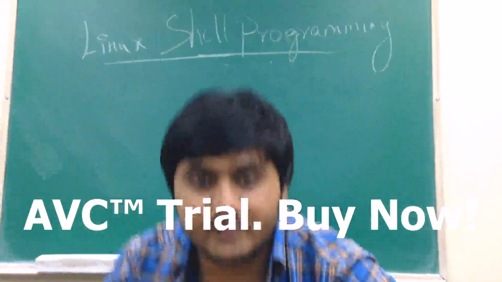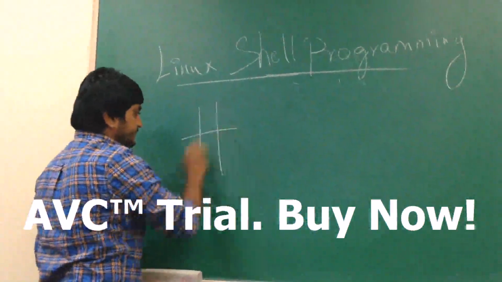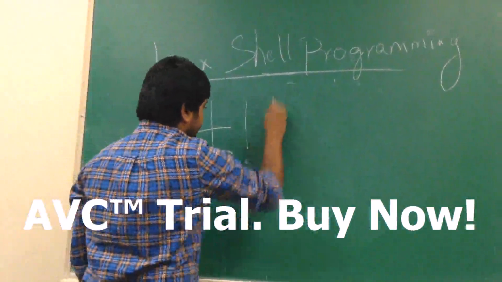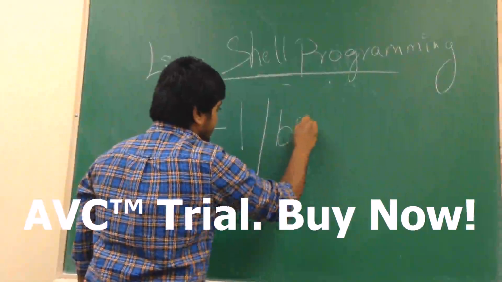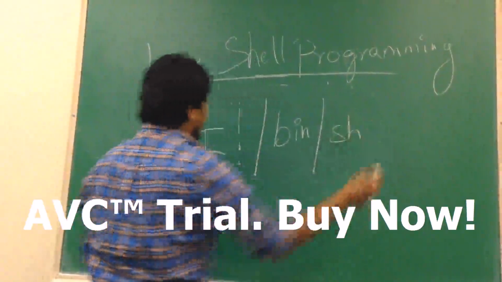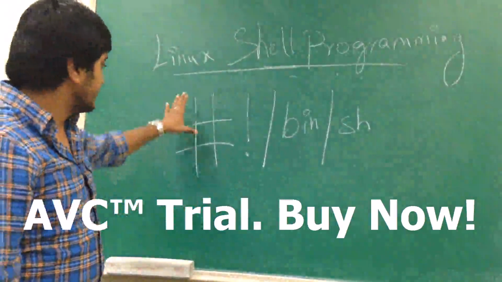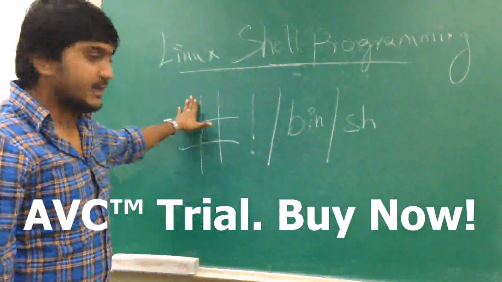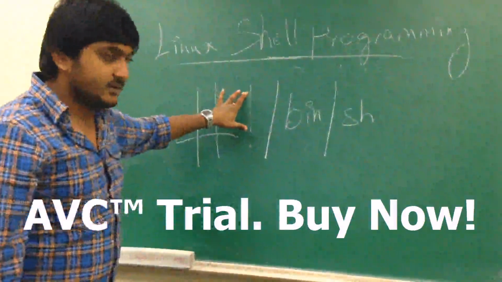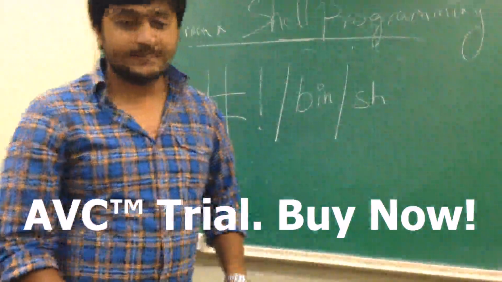Now let us see what the shebang construct looks like. This is a shebang construct. It is called the shebang construct because the hash key is called hash, and then the exclamation mark is known as the bang. So it has the name shebang.